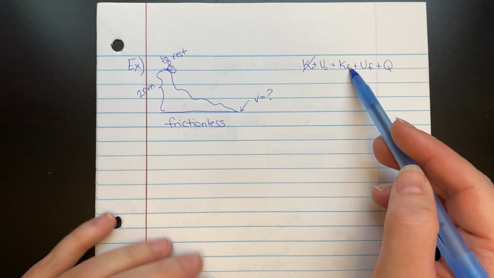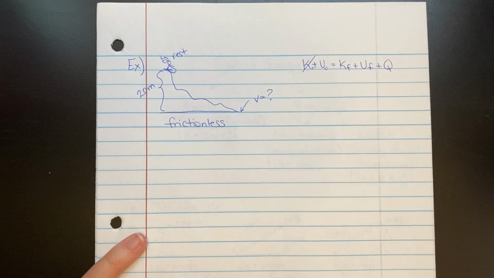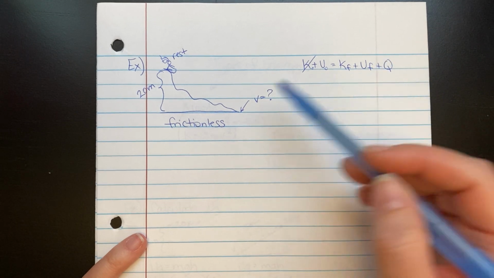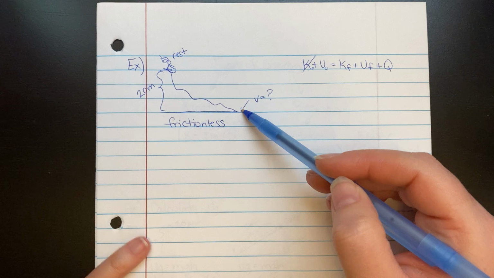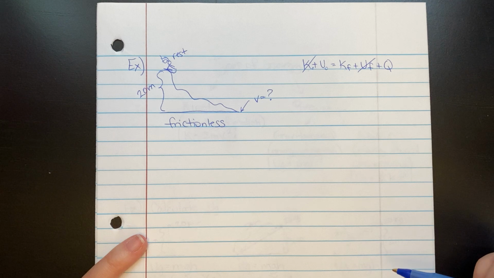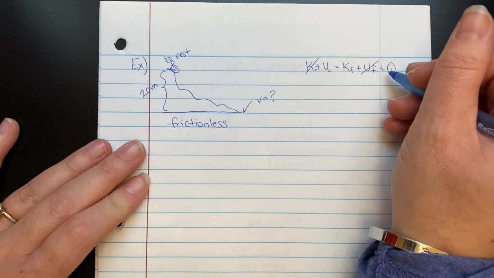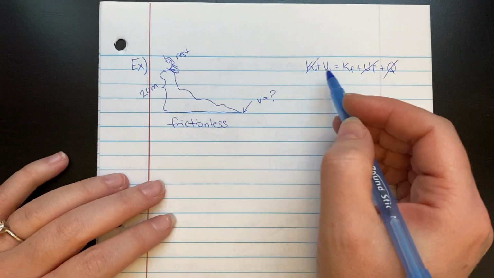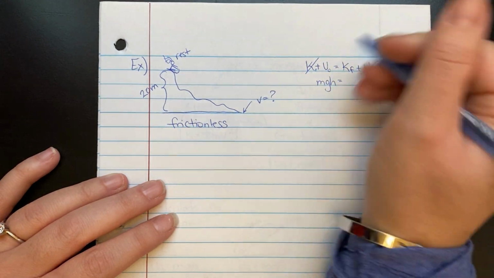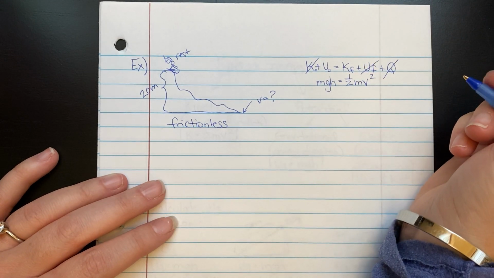At the bottom, is there kinetic energy? Yes, because that's what we're looking for, her velocity, so there must be kinetic energy. Is there potential energy here at the bottom? Nope, because she's not at a height. Is there energy loss due to Q? Energy loss due to friction, heat, air resistance, sound, etc. So now I'm going to say UG is really mgh, and the kinetic energy is really 1/2 mv squared.